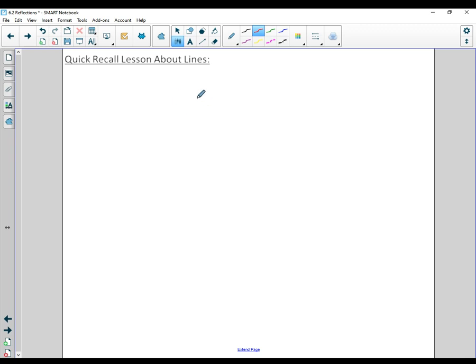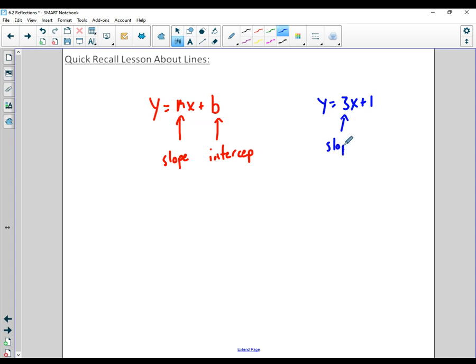The usual way we like to see lines, there's a couple different ways, but we usually like them in what's called slope-intercept form, and this should look really familiar. y equals mx plus b, and this is slope-intercept form because this is the slope, and this is the intercept. Right, so if I had y equals 3x plus 1, then that 3 is the slope, and that 1 is, more specifically, the y-intercept.